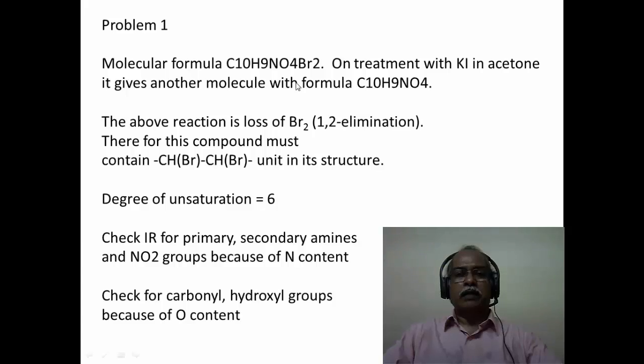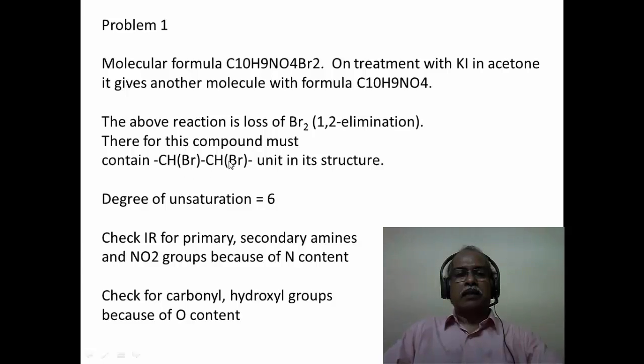Problem 1, the molecular formula is given as C10H9NO4Br2. There is also additional information given as far as the chemical reactivity of this substance is concerned. It says on treatment with potassium iodide in acetone, this molecule undergoes a reaction to give another molecule of formula C10H9NO4. In other words, 1 mole of bromine is lost from the original molecular formula during the course of the reaction. Probably the molecule has undergone a 1:2 elimination of bromine, and therefore this compound must contain a vicinal dibromo derivative like this.